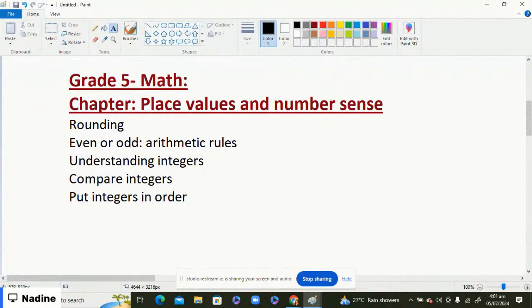Today we are here for grade 5 math. The chapter we discuss today is place values and number sense. And these are the names of the lessons: rounding, even or odd, arithmetic rules, understanding integers, compare integers, put integers in order.